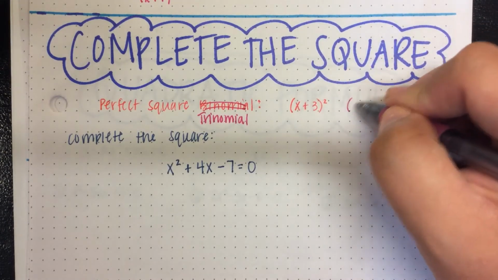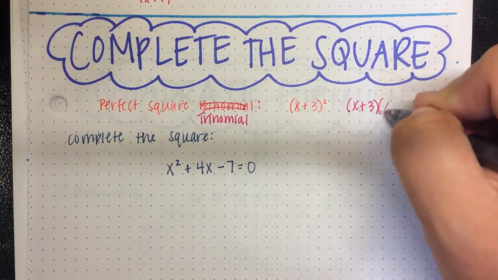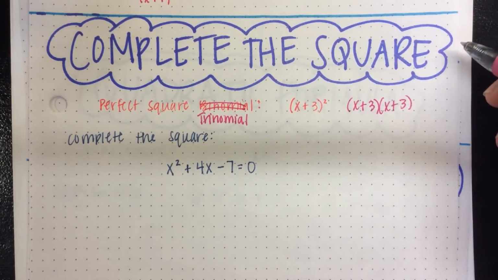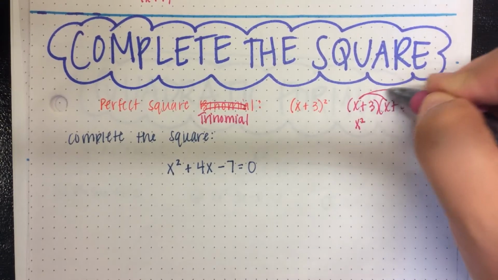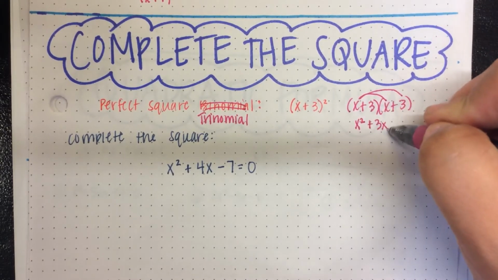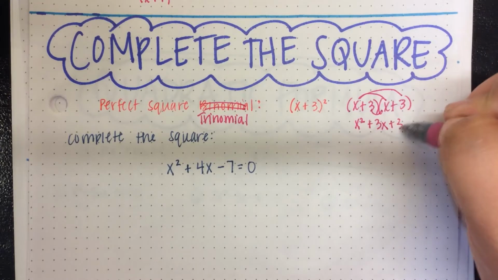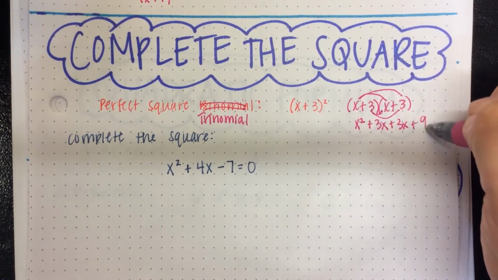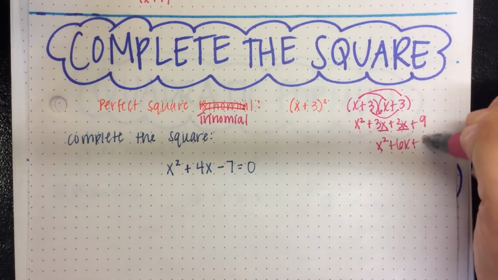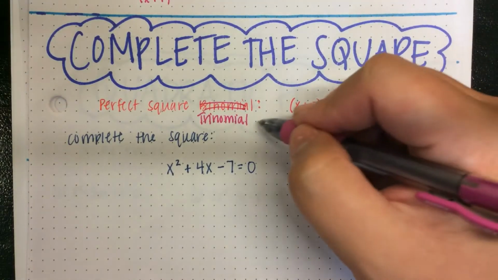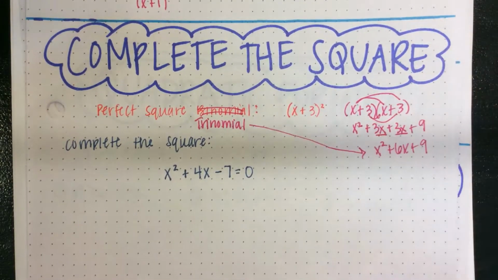This is the same as saying (x + 3)(x + 3), right? And we can FOIL. So x times x is x², x times 3 is 3x, 3 times x is 3x, and 3 times 3 is 9. I can combine those middle terms. Now this is my perfect square trinomial.